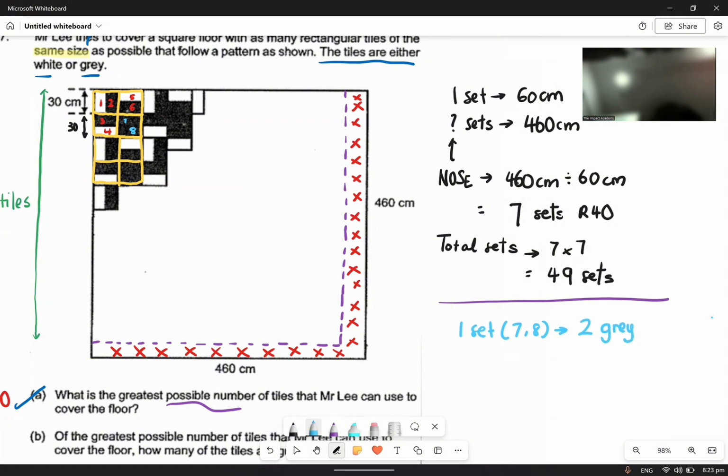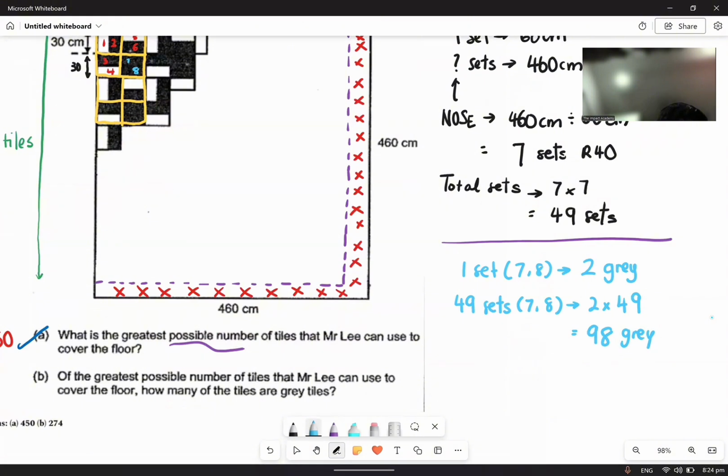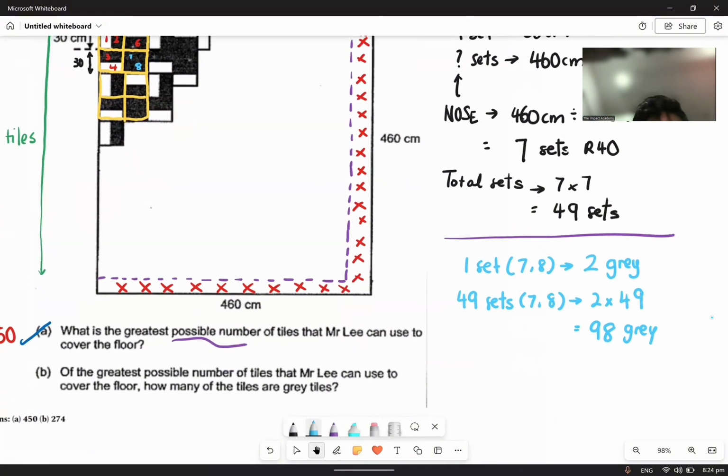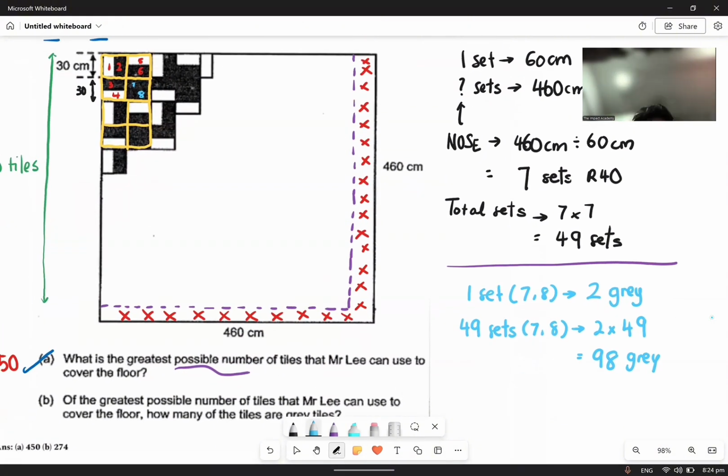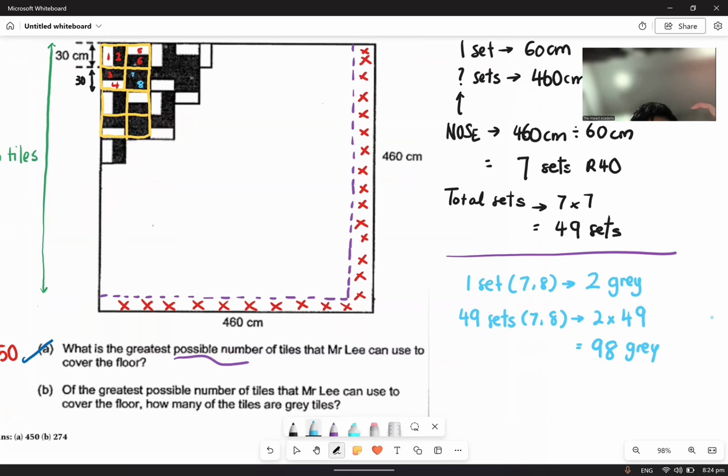True? And since I have 49 sets of the window-looking shape, that means I will see 7 and 8 how many times? 2 times 49. We will see 98 gray. Am I making sense? And I want to remove this so that you will understand very soon why I am doing that. Because I don't want the 7 and 8 to kind of get in the way. I always remove the extra.